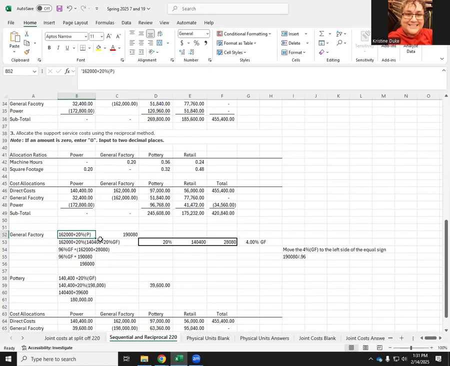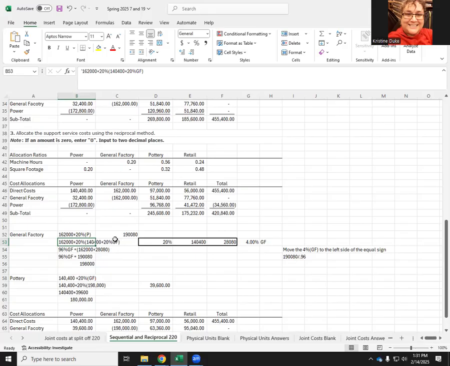Down here is going to be my reciprocal. So this is me doing reciprocal. 162 plus 20% of whatever the power is. Well, I can't figure out what the power is until I figure out how much of this general factory goes over to the power. So we have to do some magic here. So what we're going to do is plug in the power formula, which is 140,400 plus 20% of general factory.